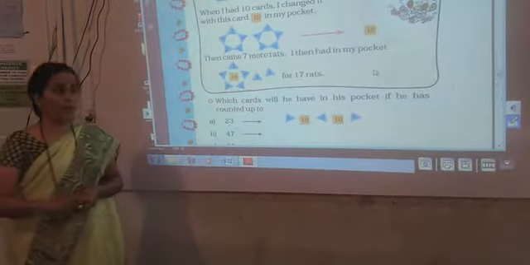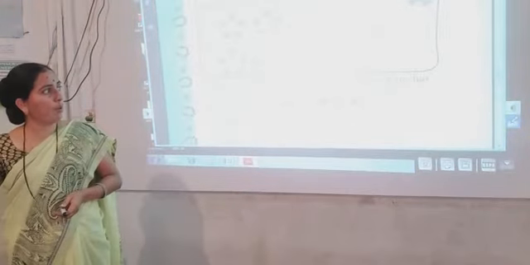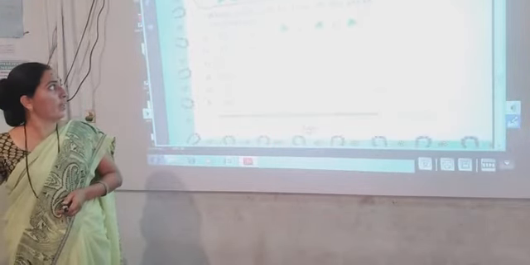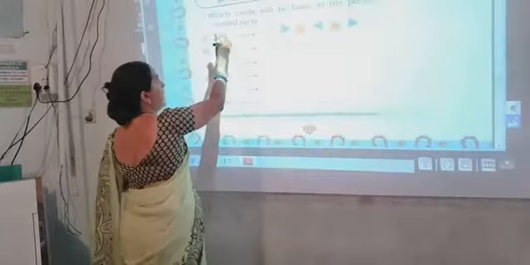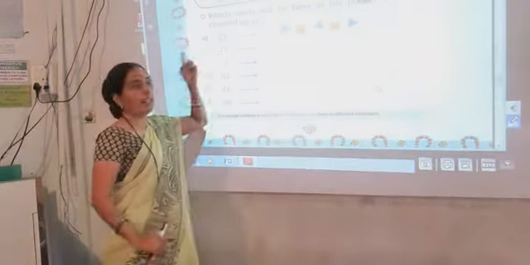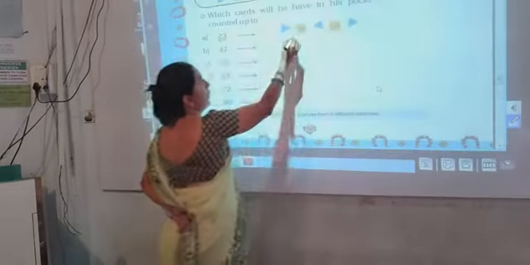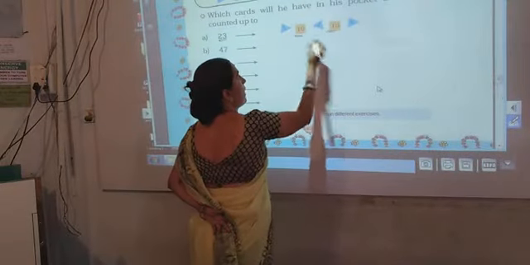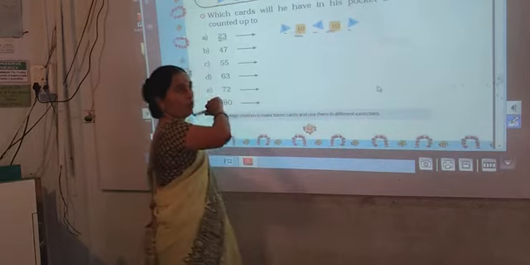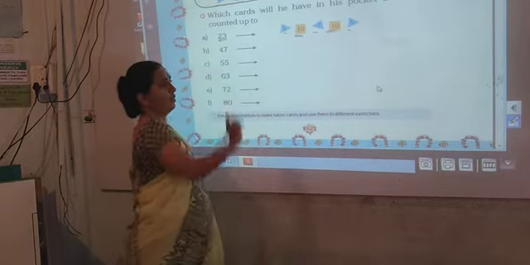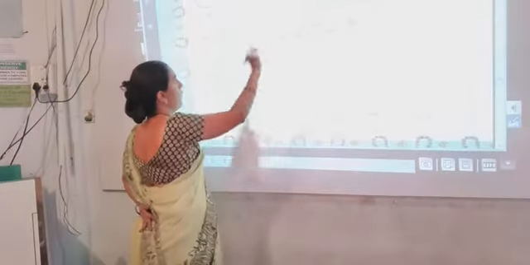Which cards will he have in his pocket if he has counted up to 23 rats? So how many cards will be in his pocket? There will be 2 cards of rupees 10 and how many cards of rupees 1? 3 cards of rupees 1. So in this way 10, 20, and it has become 23.